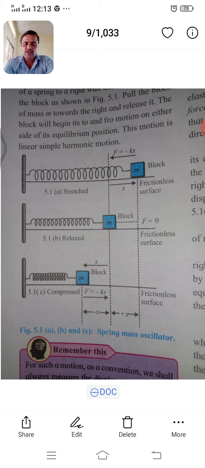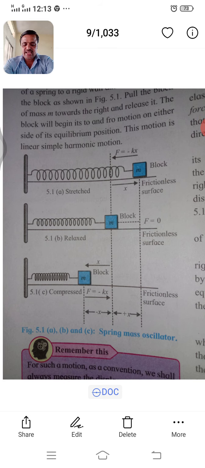Now in the case of figure B, this shows the mean position or equilibrium position, in which the spring exerts no force on the block of mass m.